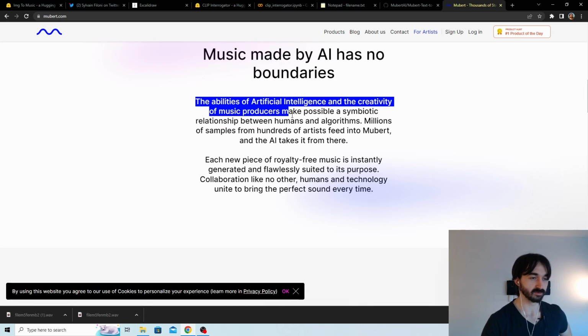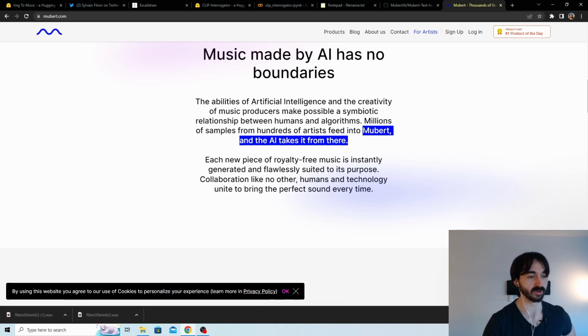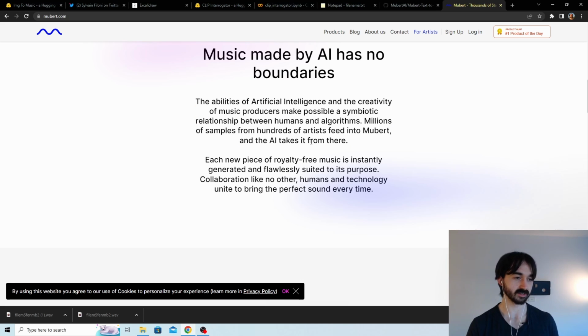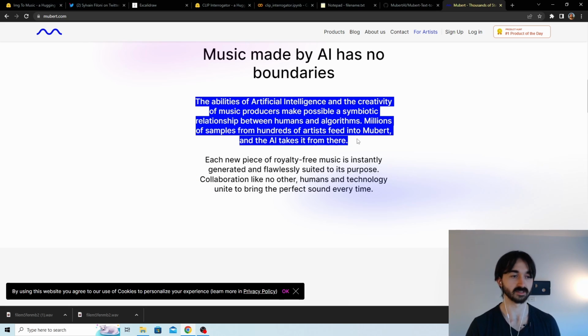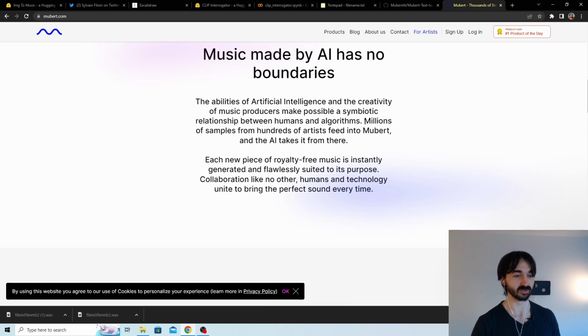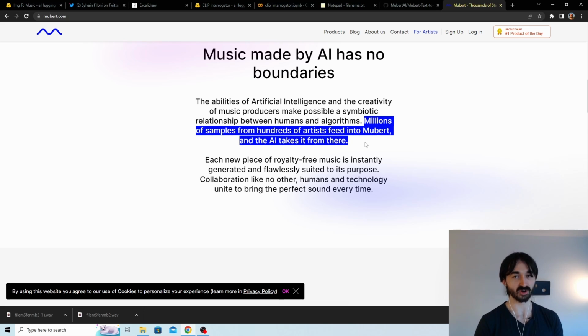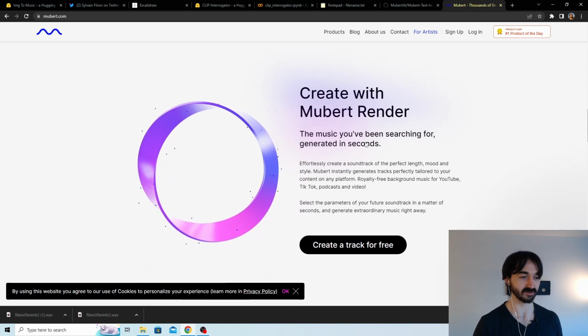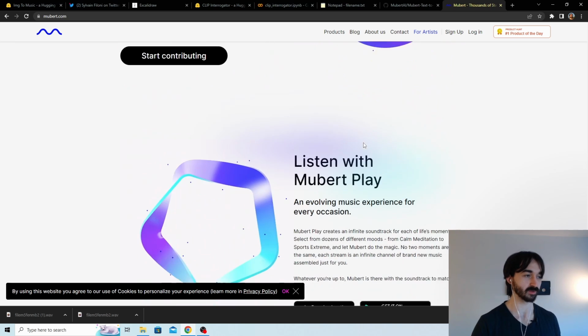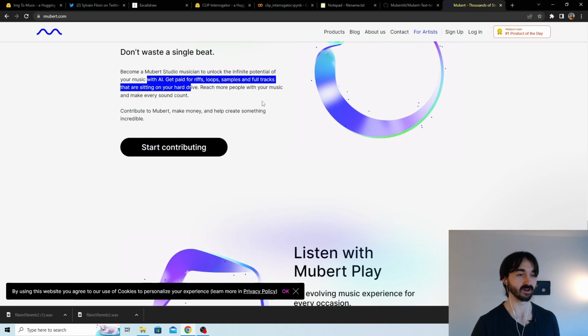Artificial intelligence, music producers, symbiotic relationship, millions of samples from hundreds of artists free into Moobit, and the AI takes it from there. So I used to run a company like this, and I used to have to write copy like this, and I smell a rat at this stage. They're probably a fine company and they probably provide a very good service, but the fact that they're not really willing to tell you how their system works and what AI they're using and what role it actually plays. They just use the word AI a lot.